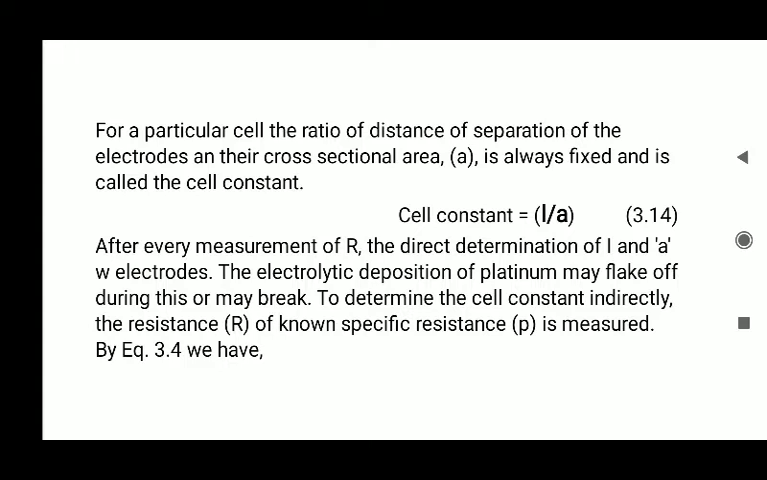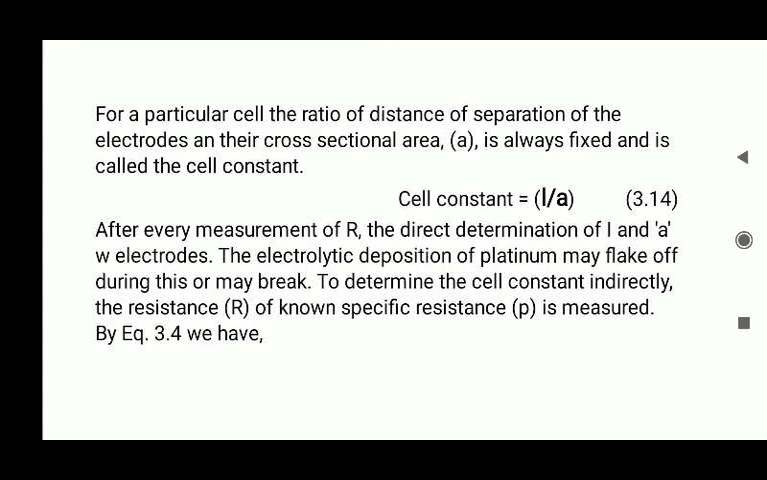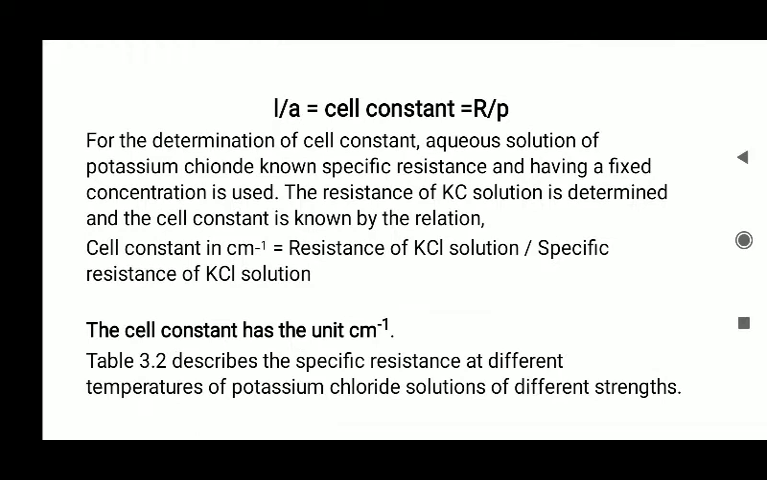To determine the cell constant, indirectly, the resistance of a solution of known specific resistance is measured. Therefore, l upon a, which is the cell constant, is equal to R upon rho. For determination of cell constant, an aqueous solution of potassium chloride of known specific resistance and having a fixed concentration is used.